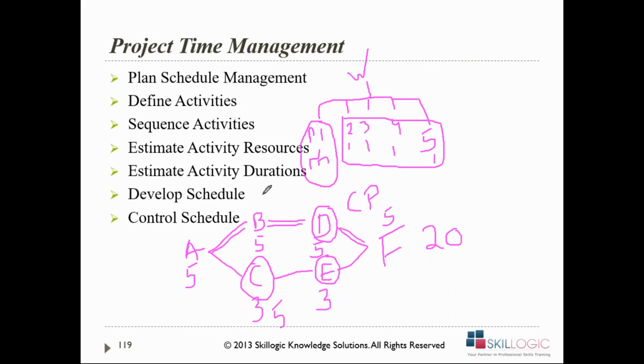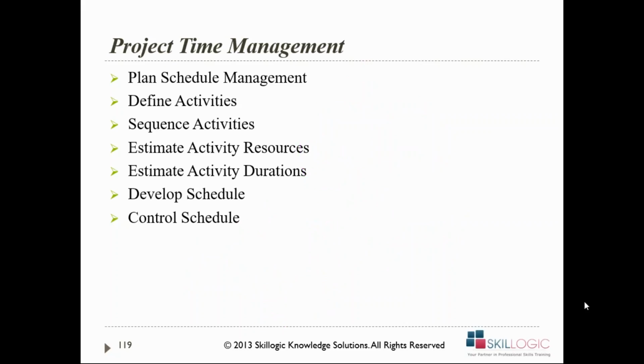Even if you delay the activity by 1 day, let's say instead of 5, activity B takes 6 days, my project duration instead of 20 will become 21, which is not correct, right? My project is getting delayed. So that is the concept of critical path. So I have defined the duration, and then I have developed the entire schedule using the critical path.